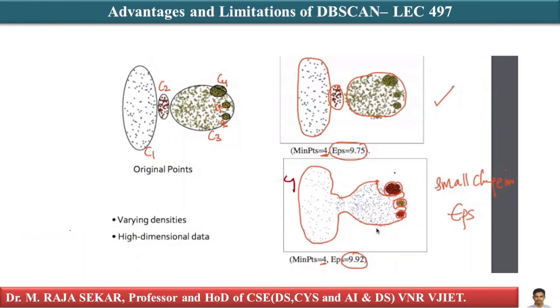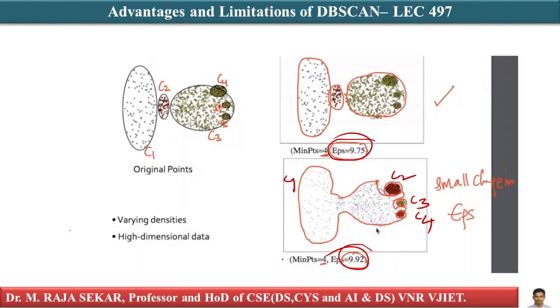Yes, this is my second cluster, this is my third cluster, this is my fourth cluster. And if you observe, first cluster C1 and second cluster C2, third cluster C3 and fourth cluster C4. So my cluster output has changed dramatically. That is important, even when there is a small change in epsilon. Earlier epsilon value is 9.75. Now I kept it as 9.92. For the small change in epsilon, we are getting different clusters.